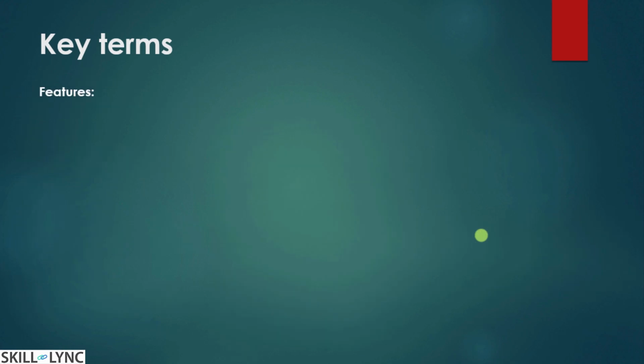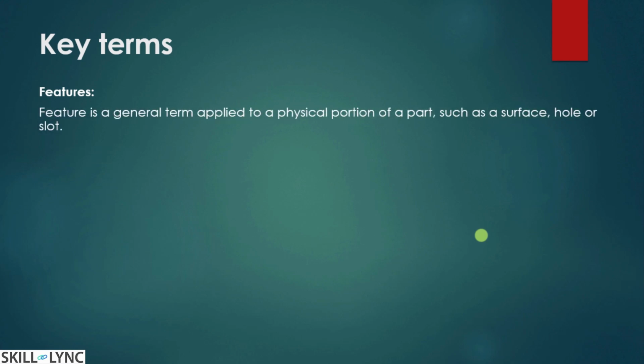So moving on, these terminologies are going to get applied to the features of the object in hand. What do we mean by feature? It's a general terminology that is applied to a physical portion of a part. That is, it either refers to a surface or a hole or a slot. So in a component you identify different features and then apply control to them.